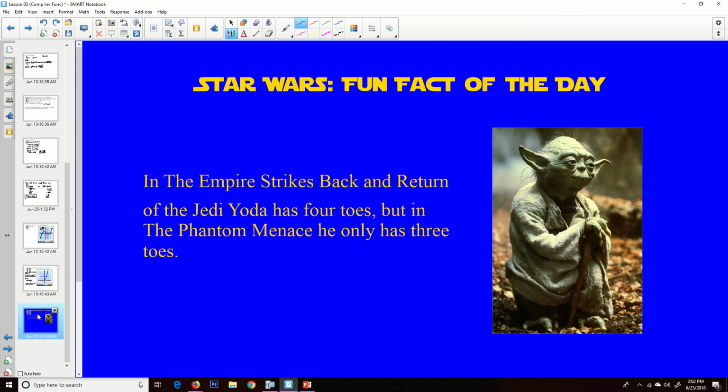So, our Star Wars fun fact of the day. In Empire Strikes Back and Return of the Jedi, Yoda, the latex foam puppet, has 4 toes, but when he was redesigned as a digital animation character for the Phantom Menace, he only has 3 toes. You'd think that they would get that particular fact correct.